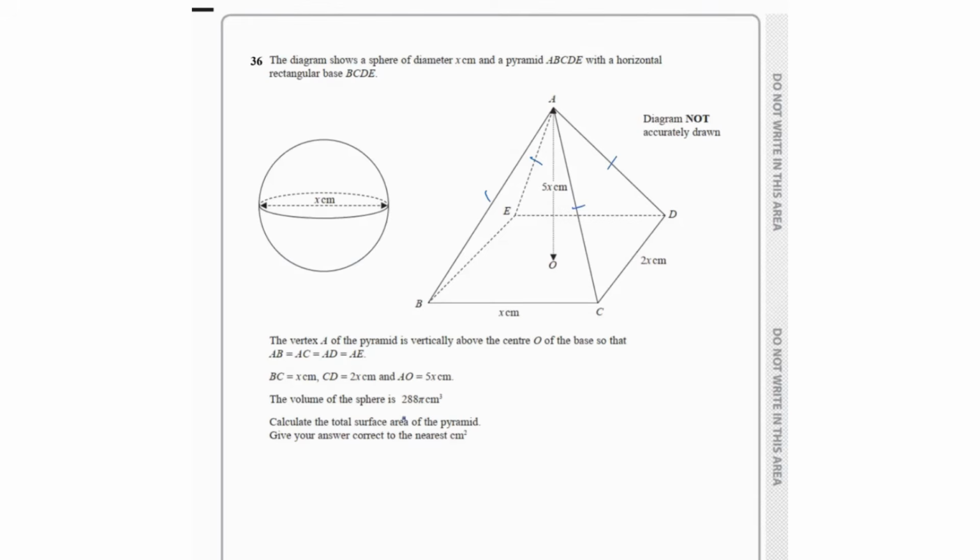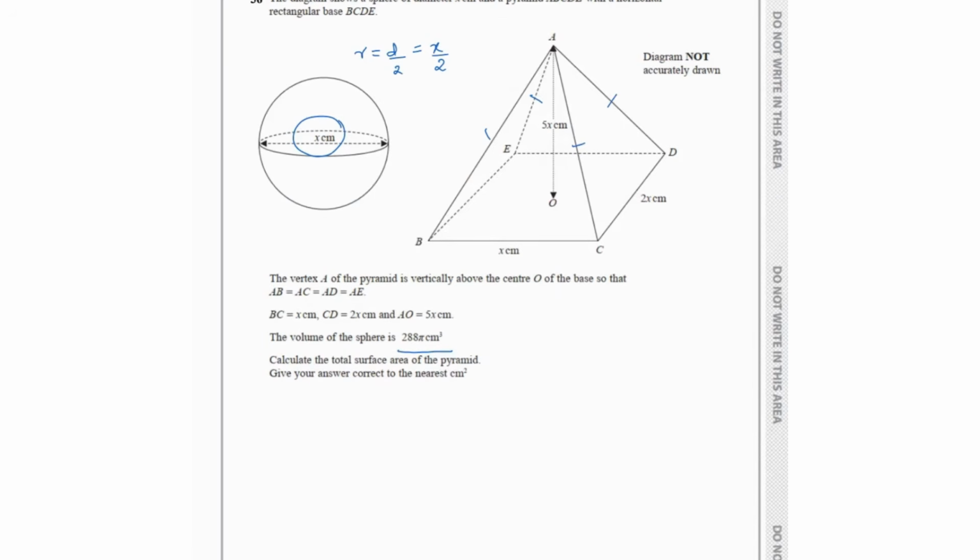The volume of the sphere is given as 288 pi. Calculate the total surface area of the pyramid. Since the volume of the sphere is given and the diameter is given as x, the radius is going to be half of the diameter. So x divided by 2 is your radius. Let's use the radius and the volume to figure out the value of x first. Once we have the value of x, we can figure out the total surface area of the pyramid. So again, step by step.